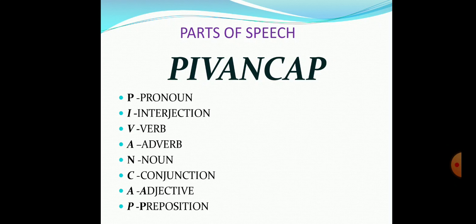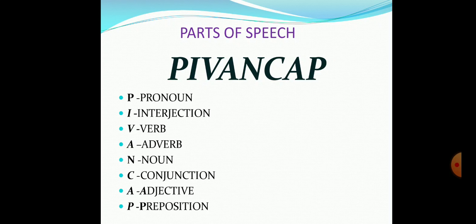Now come to your first parts of speech, that is pronoun. What is a pronoun? Pronoun is a word which is used in place of a noun. That is called a pronoun. Second one is an interjection. Interjection is a word which expresses some sudden feelings and emotions. Third one is a verb. A verb is a word which indicates an action in the sentence. Next one is an adverb. Adverb adds something to the meaning of your verb. Next one is noun. Noun is the name of anything. It is just like a naming thing.